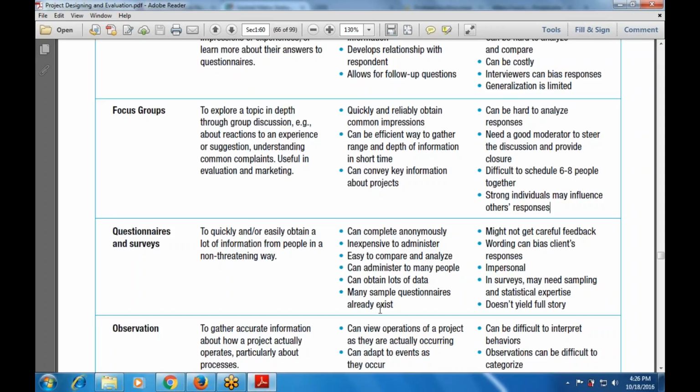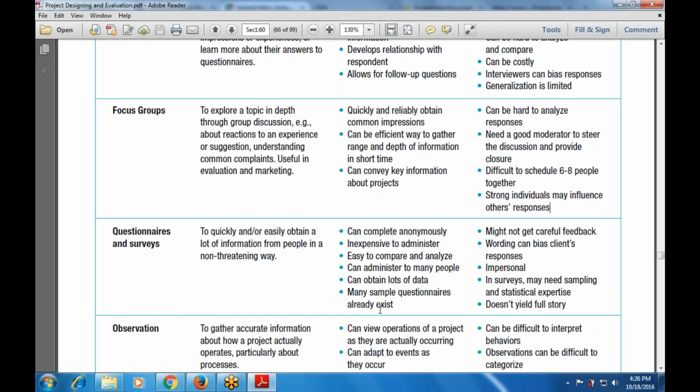Now, what are the various limitations? The limitation is that you might not get careful feedback. So it is not easy to get careful feedback. Then wordings can bias the client responses. Whatever the wording, it can bias the responses, because if I know the writing of any one person, I can bias the client responses.